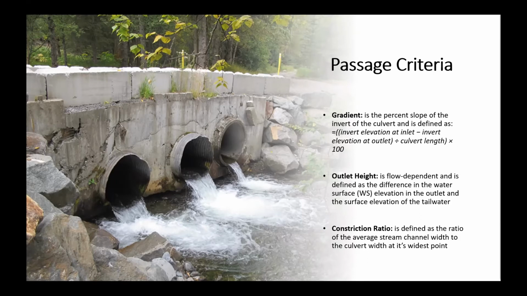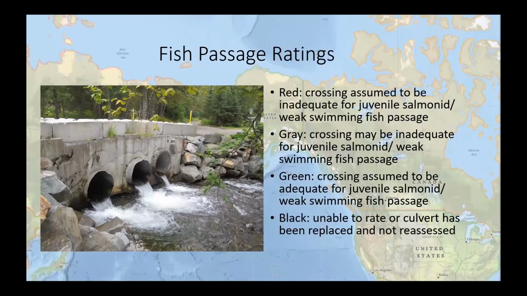And then the constriction ratio, which can determine the passability of a culvert based on its relationship to the stream width and how it's handling velocity and capacity and volume. So the red, gray, green, as I mentioned, and black are what culverts get rated as in the mapper. And there's a matrix of the red, green, gray versus structure types and the defining criteria in the assessment manual. And again, I'll show you how to get to that in the next video.